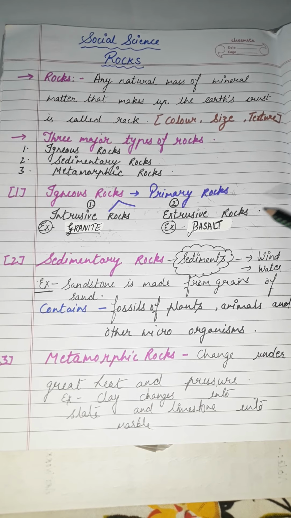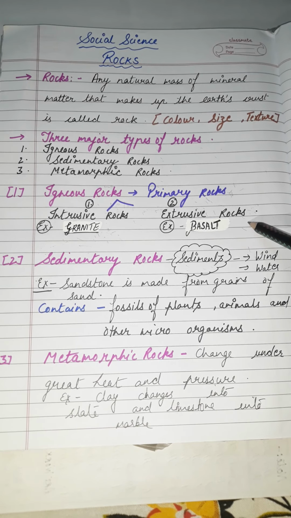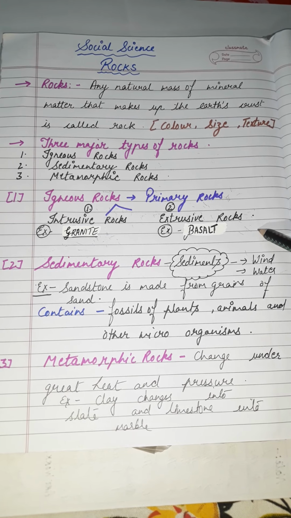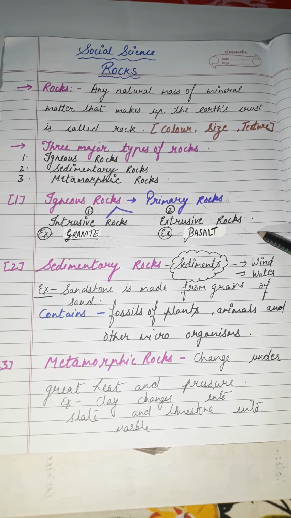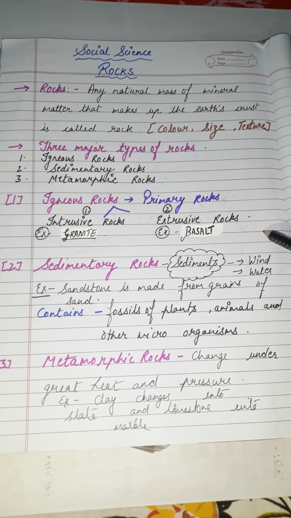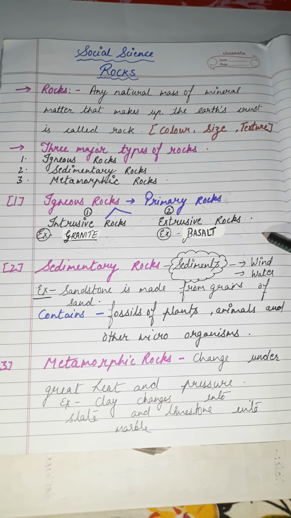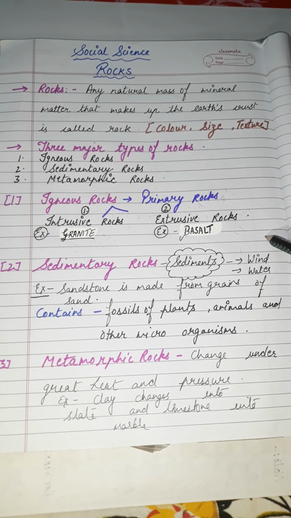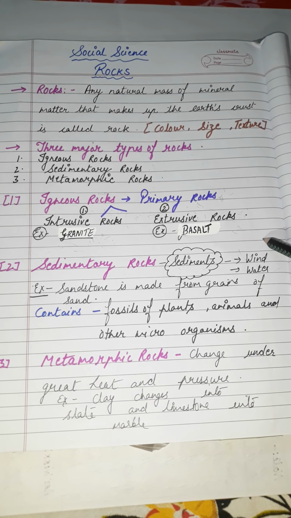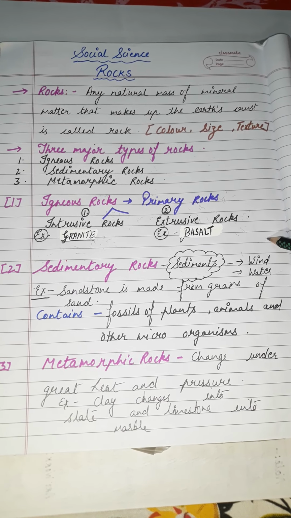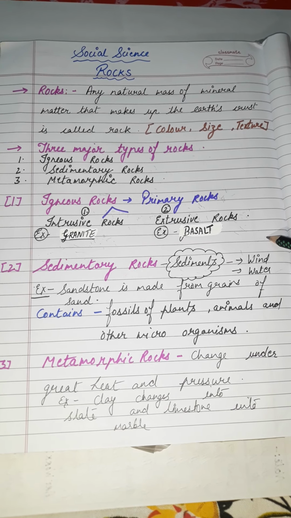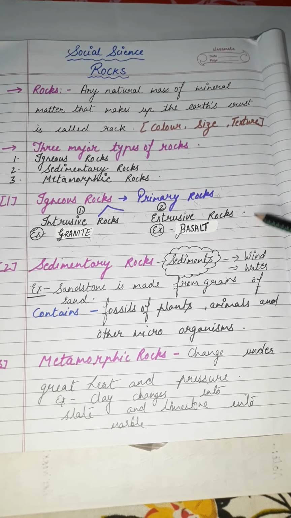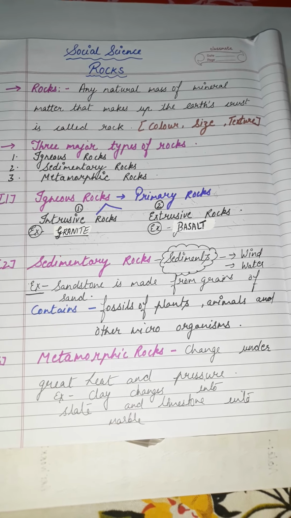Now comes the next one, extrusive rocks. When this molten lava comes on the earth surface, where it comes on the earth surface, and it rapidly cools down and becomes solid, rocks formed in such a way on the crust are called extrusive igneous rocks, and the example is basalt. Got it?